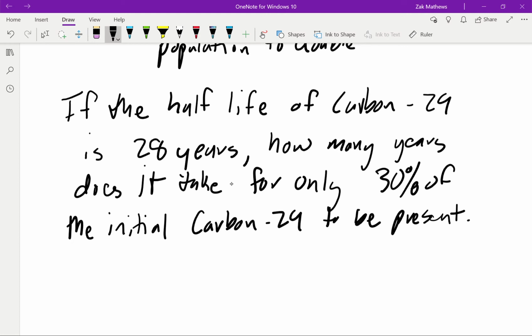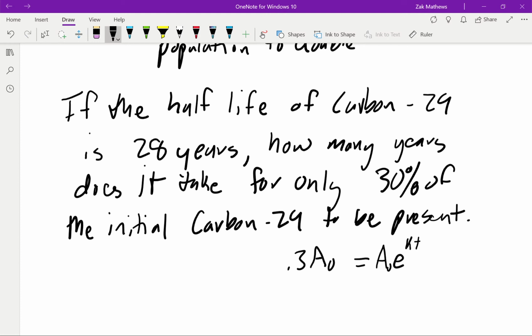So let's write out what we actually want to know. I want to know how long it takes for 30% of the initial carbon to be present. Do I know how much was present initially? No. So let me call it A naught. I don't know how much is present initially, but I know I want 30% or 0.3 of that initial amount. Do I know the rate? No, I do not. Do I know the time? No, that's what I'm looking for. So it seems like I have a lot of unknowns here, and I do.